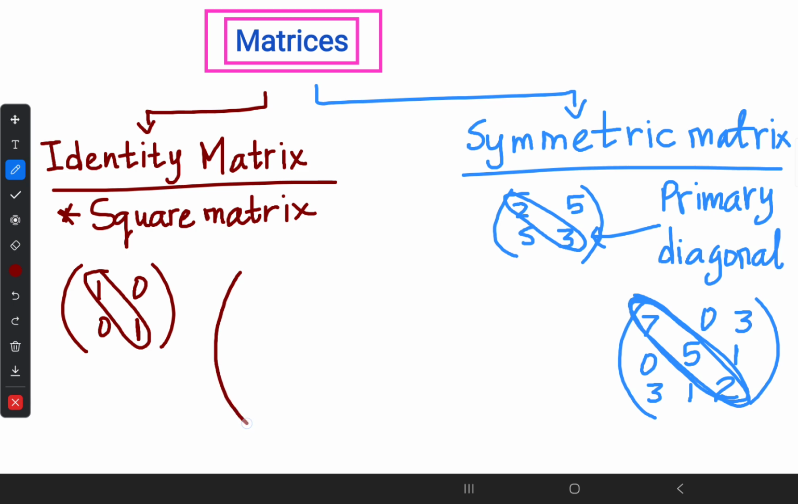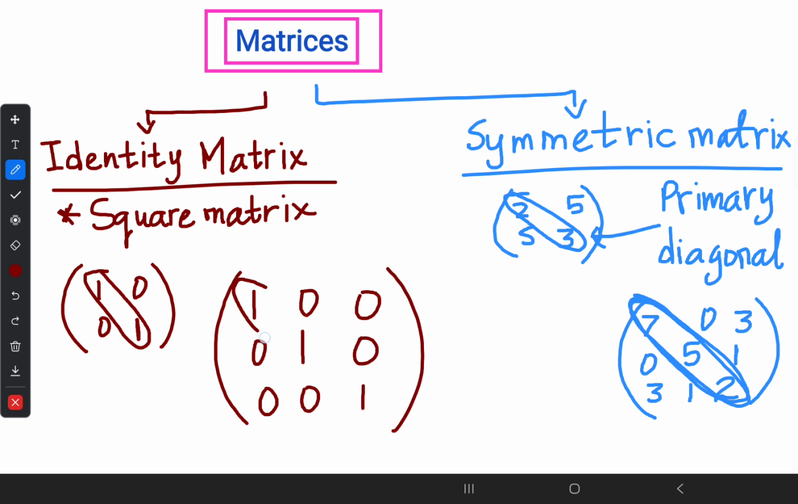I'll use another square matrix. 1, 0, 0, 0, 1, 0, 0, 0, 1. Look at this. Except the main diagonal, this is our main diagonal, no, except this main diagonal, all the other values are 0. These kinds of unique square matrices are called an identity matrix. We use the capital letter I to denote the identity matrix.